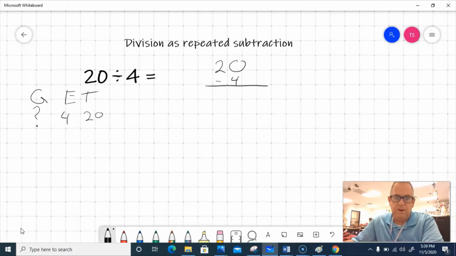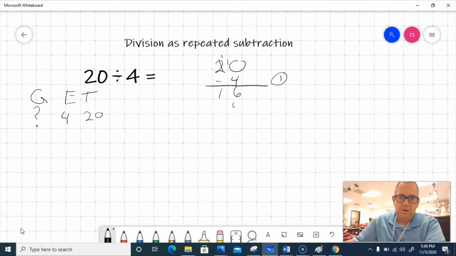And 20 minus 4, I cannot take 4 from 0, so I'd have to regroup. But I can take 4 from 10. 4 from 10 is 6. And then I just bring that 1 down, so that leaves 16. That's one group that I took away.